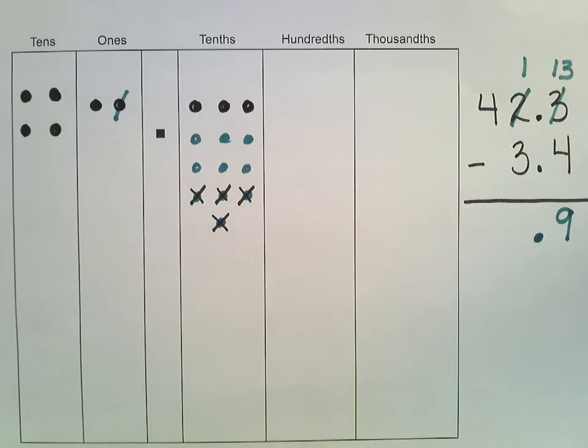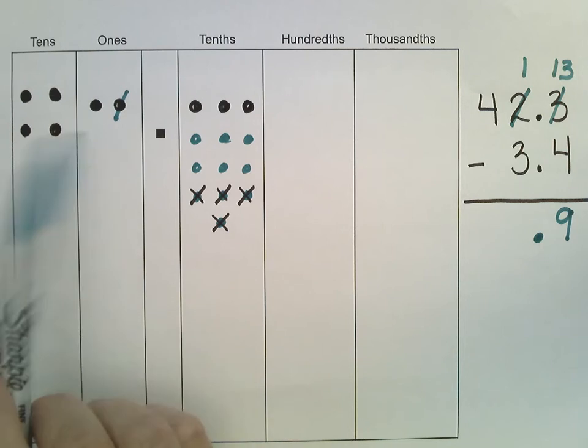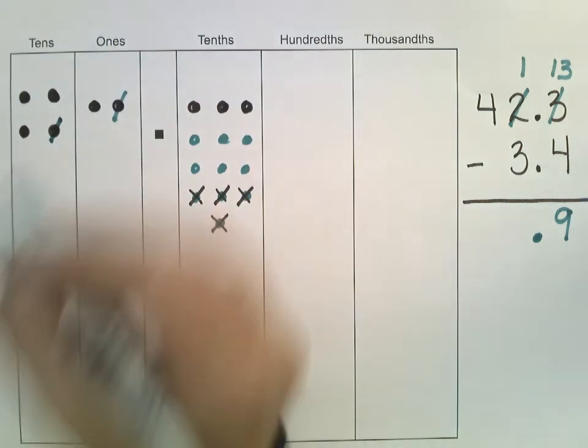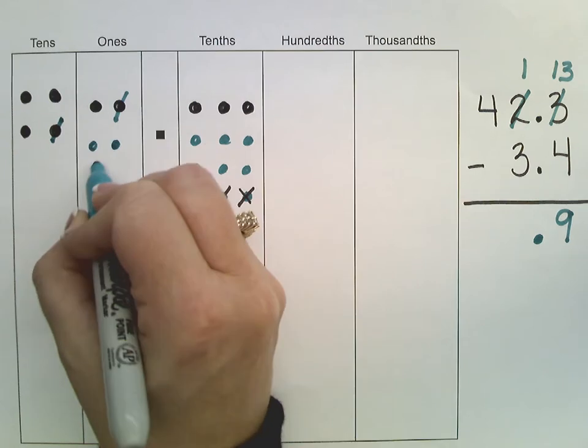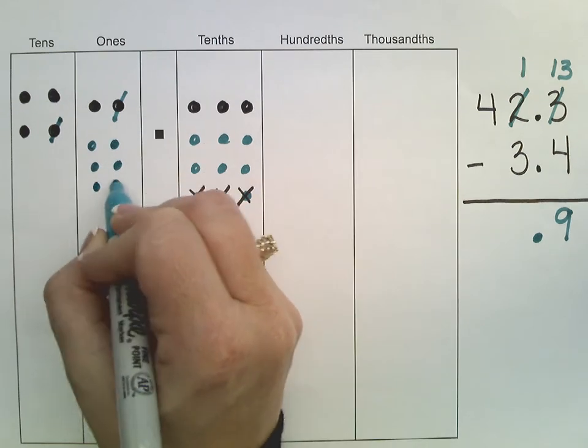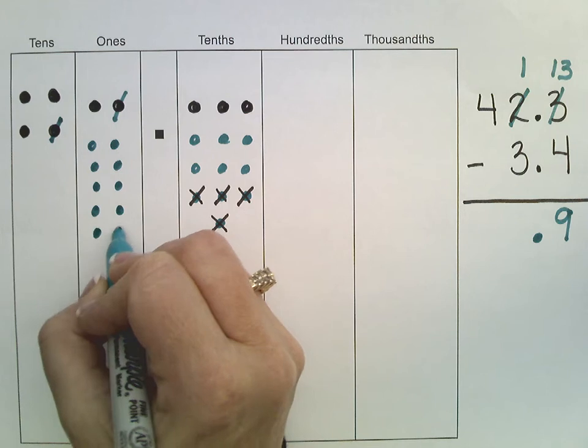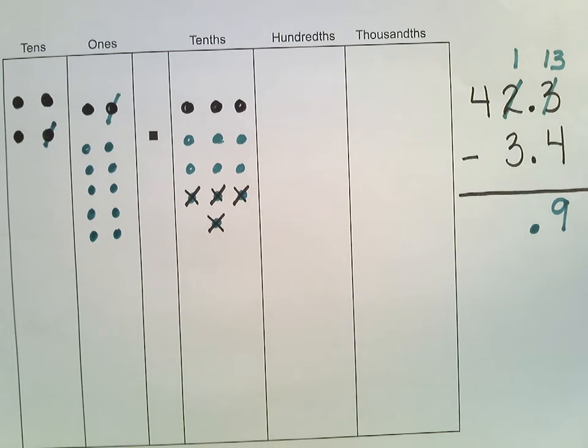So looking at my problem, I have 1 one and I need to take away 3. I can't do that. So I need to do some regrouping. Well, I know that there are 10 1s in 1 10, so I'm going to regroup that. Take that away, and let's add in 10 of these. And so that's what my ones place looks like now. Let's show it on our problem.